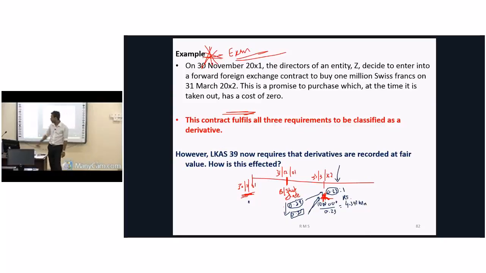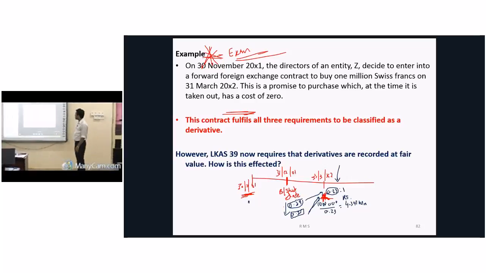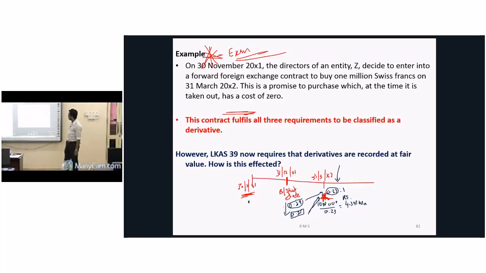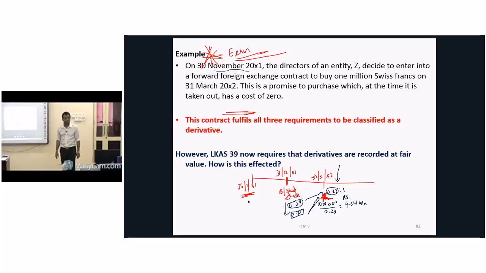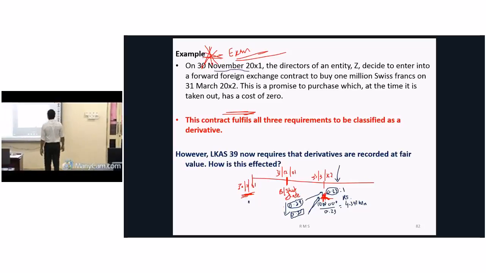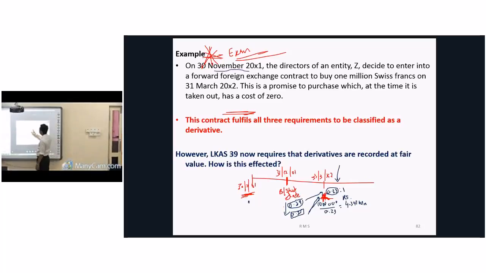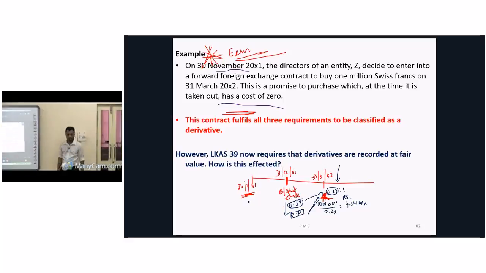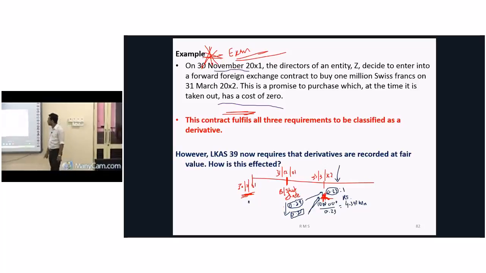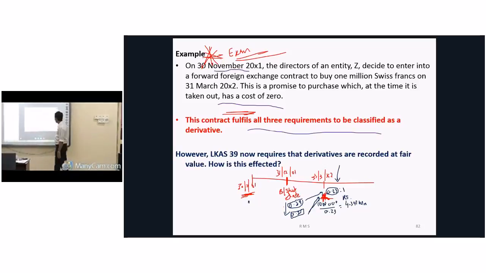Look here, what we do. I'm going to buy 1 million Swiss francs. We are on 30th November 2021, but the date will be 31st March 2022. I am going to buy currencies. It's a kind of hedging again, right? We call it a cash flow hedge. There's a promise to purchase, which at the time it is taken out has a cost of zero. No operational cost, right? So this contract fulfills the requirements to be classified as a derivative.